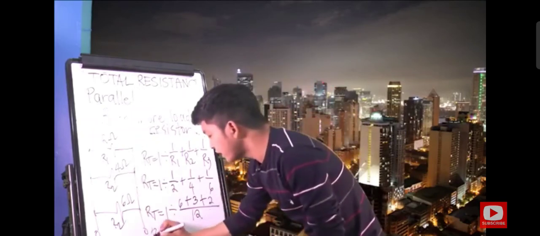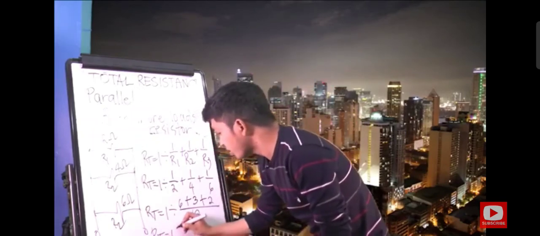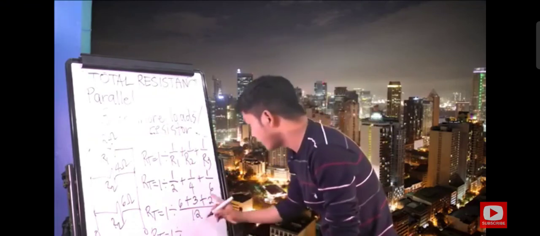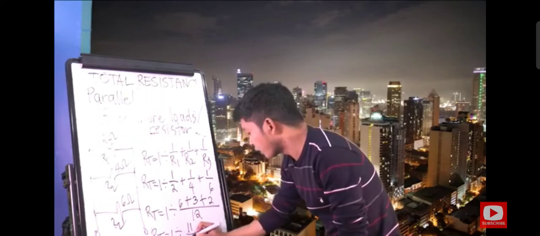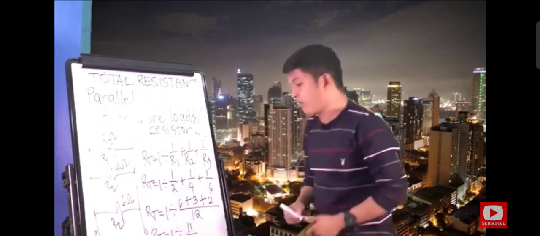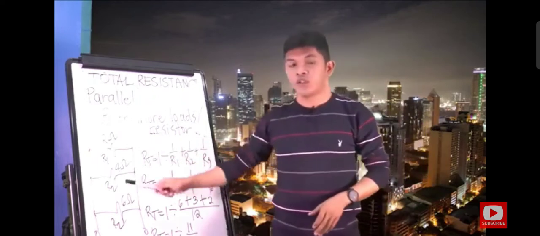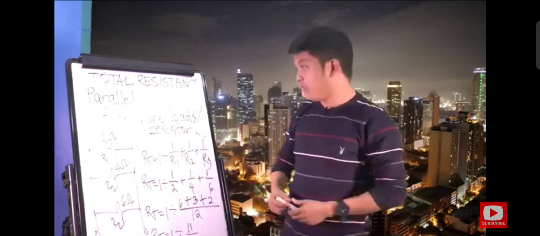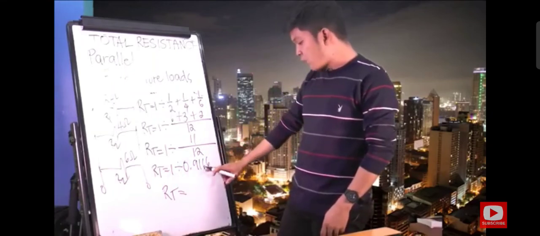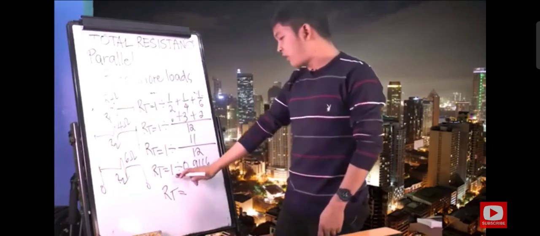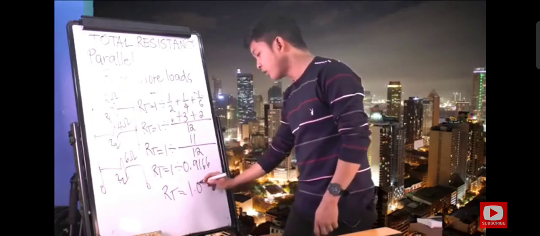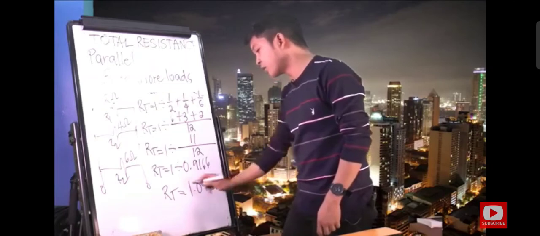So, RT is equals to 1 divided by 6 plus 3, 9 plus 2 is equals to 11 over 12. Divide nyo, yun yung total resistance na itong parallel circuit na to. And then, so RT is equals to 1 divided by 0.9166. So 1 divided by 0.9166 is equals to 1.09 ohms.